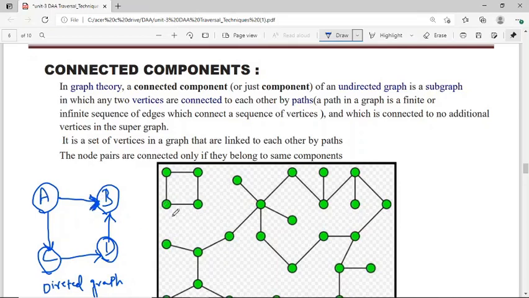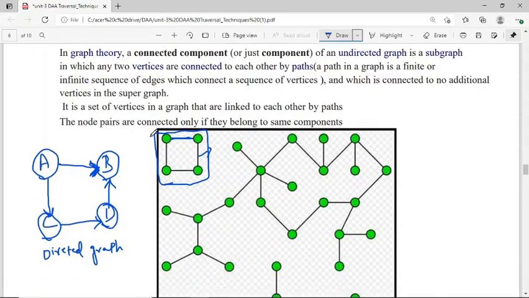Directed graph means from A to B it will go from A to B, but it cannot come back from B to A because the arrow mark is here. What is an undirected graph? Here we don't have any arrows, so it can go from left to right or right to left, means from A to B or B to A. In an undirected graph the direction is not mentioned, so you can go from A to B or B to A. Here an undirected graph is a subgraph in which any two vertices are connected to each other by a path, that is edges, and which is connected to no additional vertex, that is a supergraph.